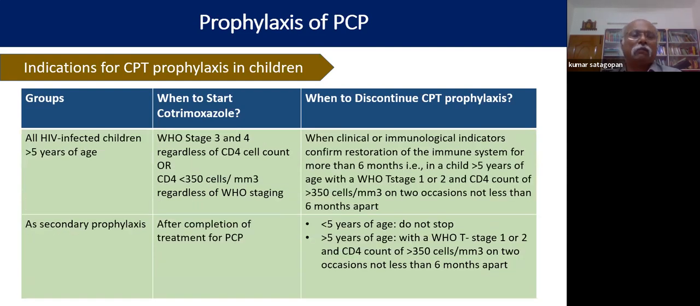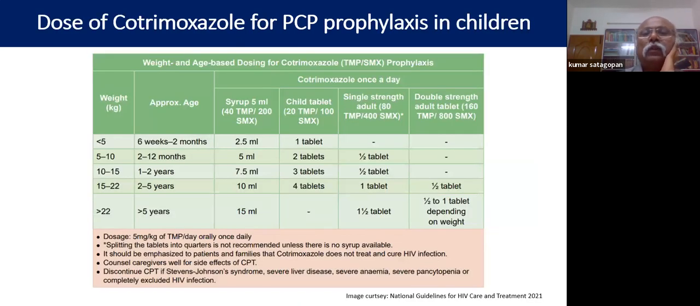So these are all the things we have to know: how to start and when to start cotrimoxazole in children. All children more than 5 years are treated like adults. So secondary prophylaxis, all these are the same as in adults. These are the indications. For dose, less than 5 kg, we have to give 2.5 ml or 1 child tablet, and 5 to 10 kg like that. You have to strictly and accurately give the cotrimoxazole prophylaxis, PCP prophylaxis.